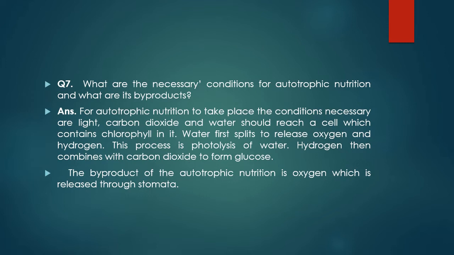glucose. Byproduct means not the main product. The main product is the glucose. To form glucose we are getting the extra things. So the byproduct is oxygen. Okay. So here also see two parts of the question and you are supposed to write in 2 paragraphs.